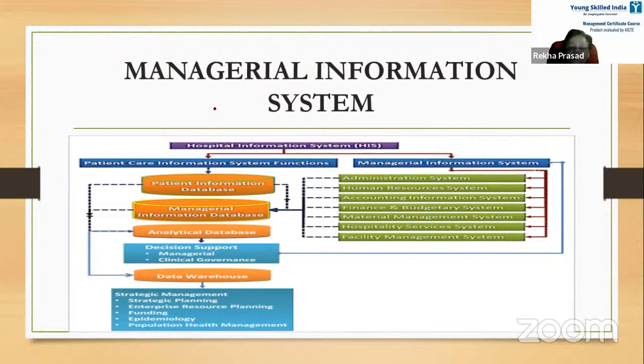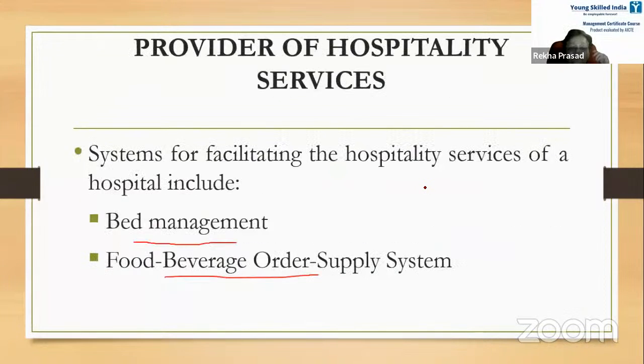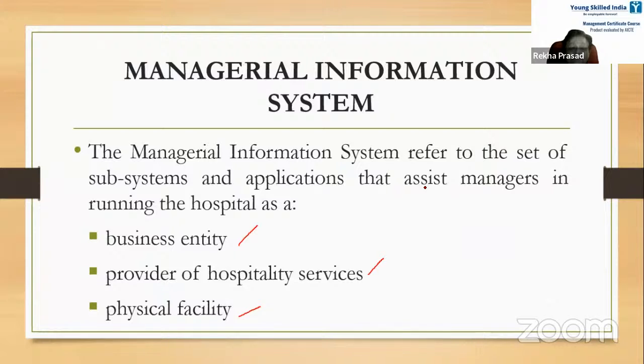So this is all for your patient care information system. Now we have come to managerial information system. There's an administrative system, human resource system, accounting information system, finance and budget system, material management system, hospitality service system, facility management system. These are taking care of the things we were talking till now. What were the three things? Business entity, provider of hospitality services, or physical facilities. For all these things, you need managerial information system. So these things are being properly done.